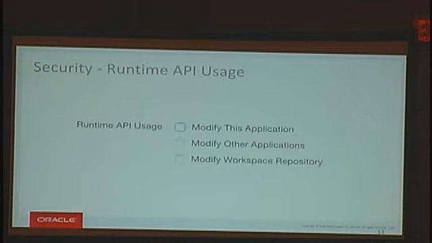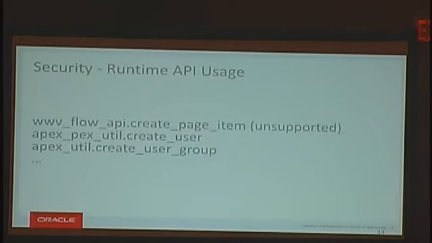But the other settings like modify other applications or modify workspace repository are used, for example, if you have a self-service application where you create new users or user groups and you use the APEX_UTIL CREATE_USER and CREATE_USER_GROUP APIs. You would also be able to prevent that within the context of your applications. If you don't need that feature, somebody could call those APIs to create their own user, for example, on the fly.